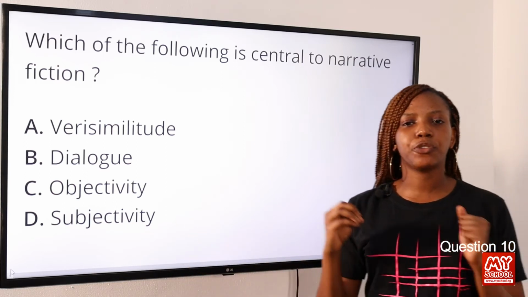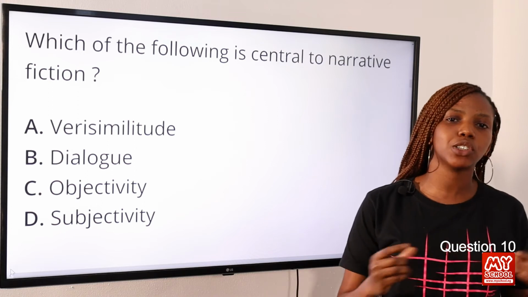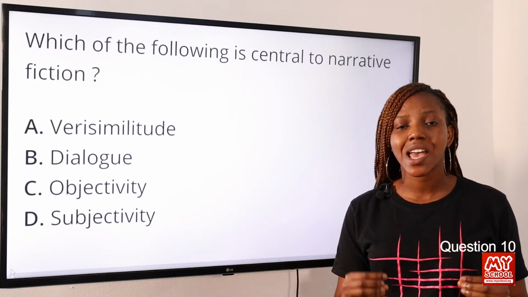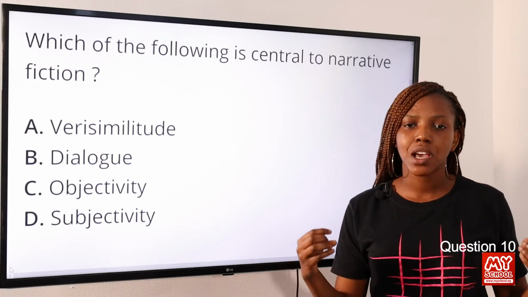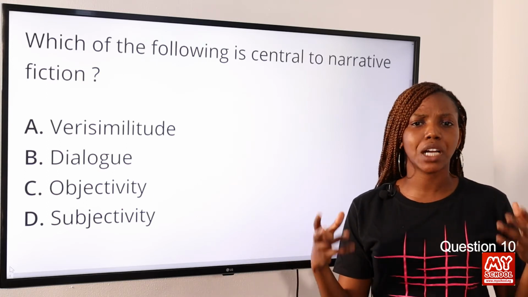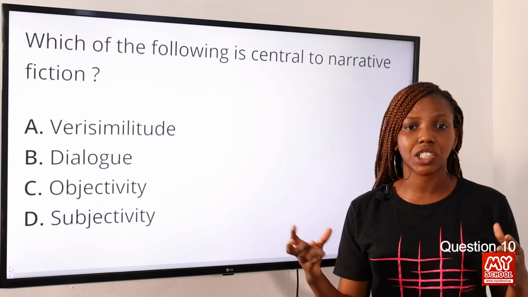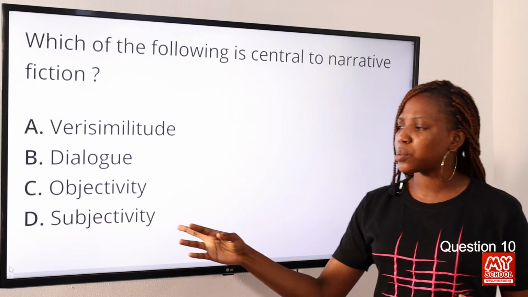When we talk about narrative fiction, it simply has to do with telling a story in a fictional way. So what is fiction? Fiction is any imaginary work of art. You imagine your characters, you imagine your events, you imagine the plot. Everything is basically imaginary. Okay, so why is it subjectivity?